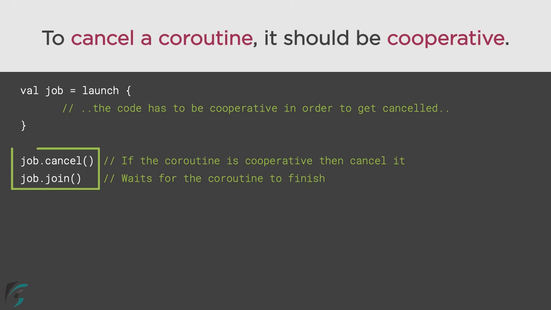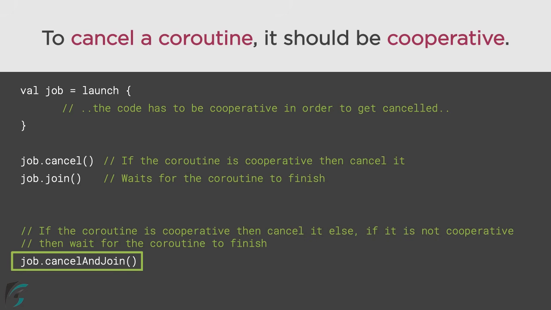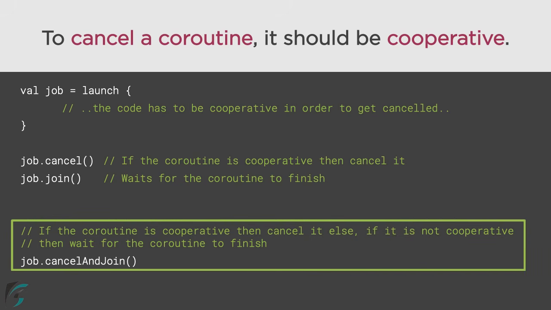So basically this cancel function and join function are used in conjunction. They are used so often that we have a separate function that combines the properties of these two functions. So in place of them, we can use the cancelAndJoin function. So when this function is called, if the coroutine is cooperative, it will get cancelled. Else, if the coroutine is not cooperative, then it will wait for the coroutine to finish.